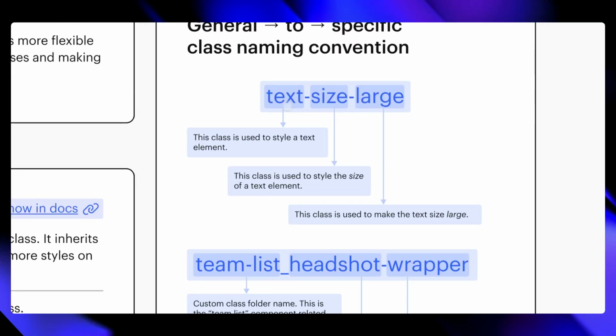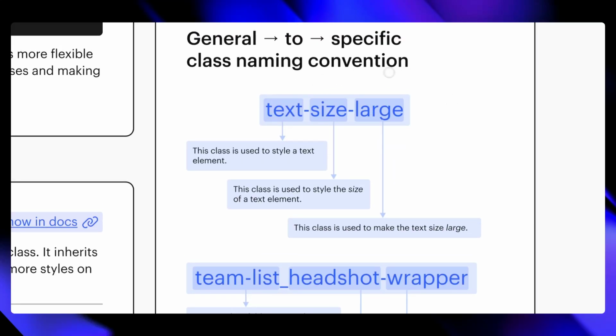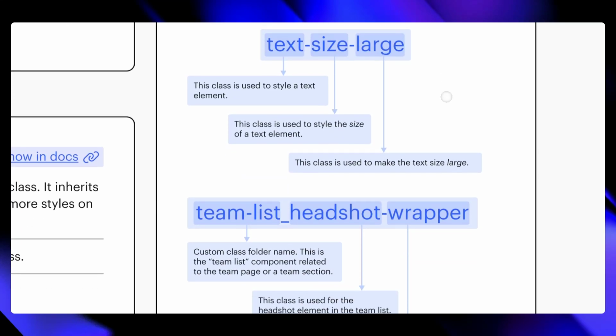So in the example of text-size-large, we have text. This class is used to style a text element. Size. This class is used to style the size of a text element, and it's quite clear, the association. And large, this class is used to make the text size large. So this is a very natural progression, and it's extremely clear.